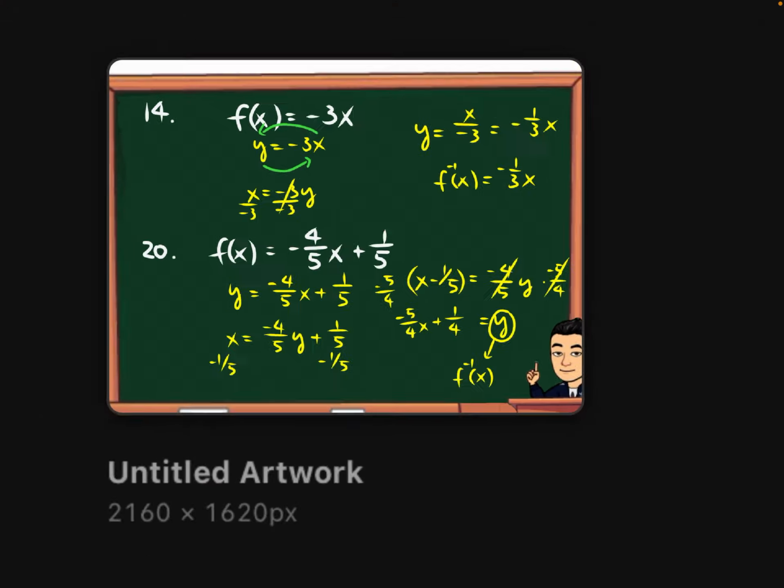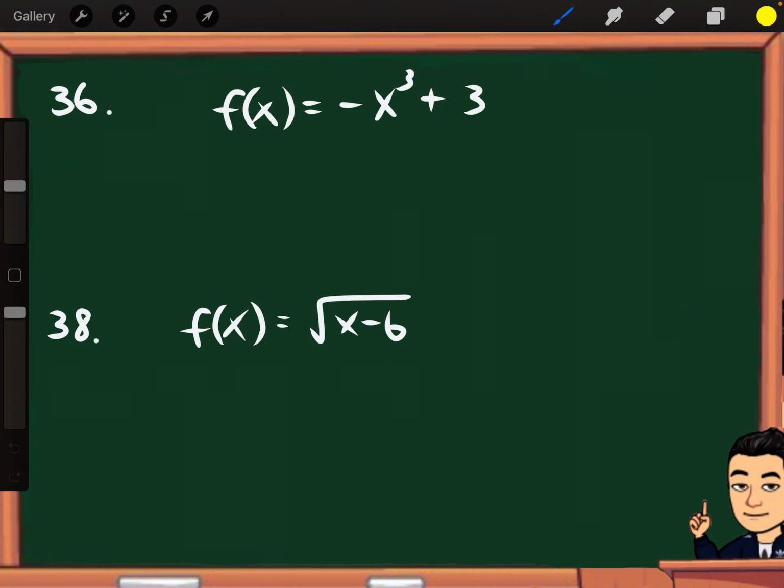All right, so let's check out the next one, number 36. Let's see what number 36 is asking you to do. So basically, here we are. We're going to have to determine whether the inverse function is a function. If it is, you can find the inverse.